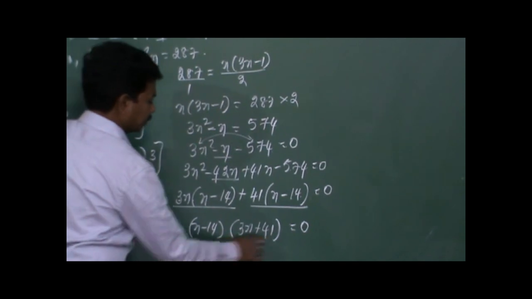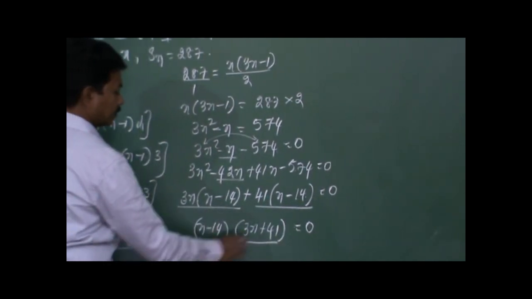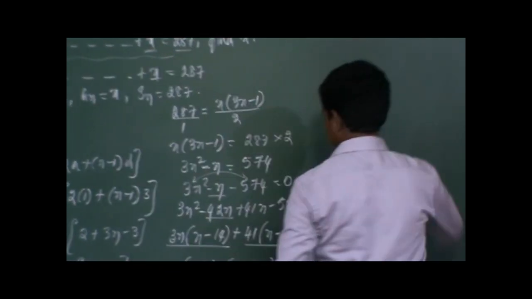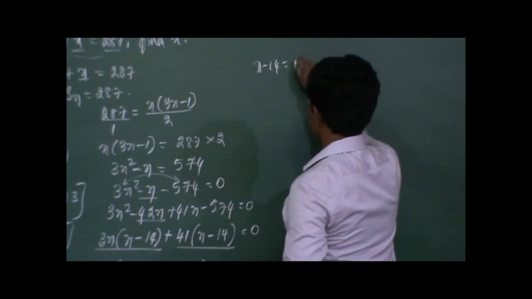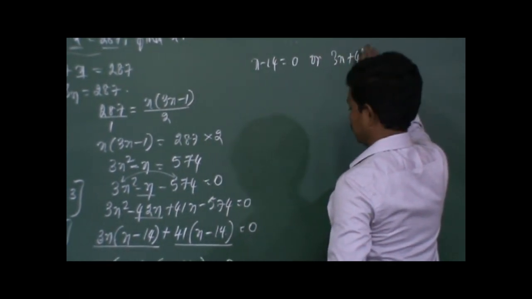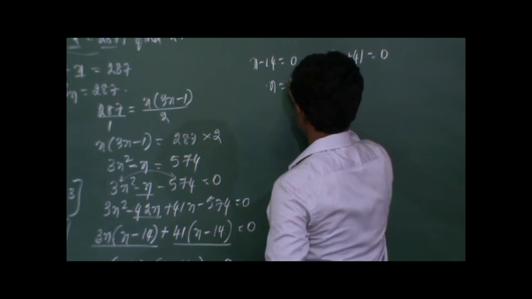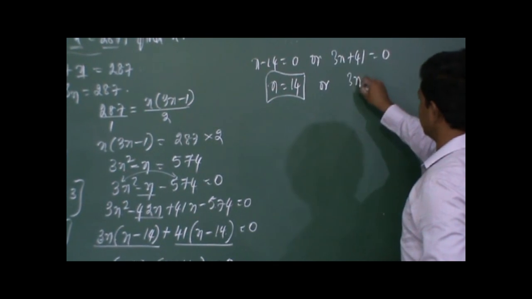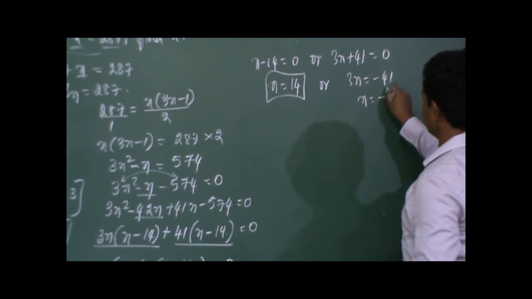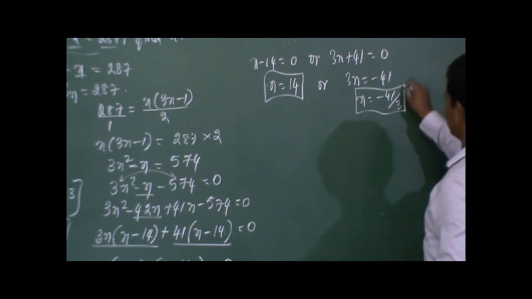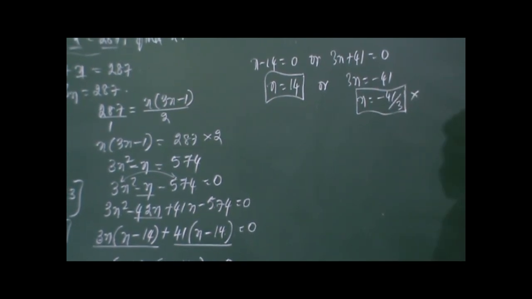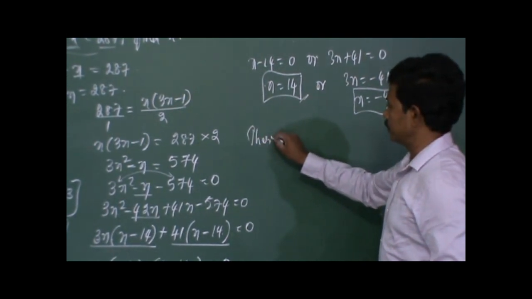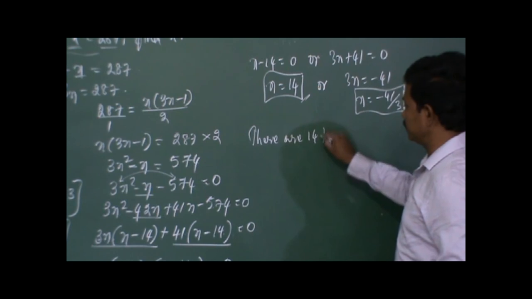So this into this is equal to 0, which means either this is equal to 0 or this binomial is equal to 0. So equate both the binomials to 0. n minus 14 is equal to 0 or 3n plus 41 is equal to 0. So n is equal to 14, this is one of the values of n. Or 3n is equal to minus 41, n is equal to minus 41 by 3. This is not possible because we know that n is always a natural number. Therefore n is equal to 14, so there are 14 terms in the AP.